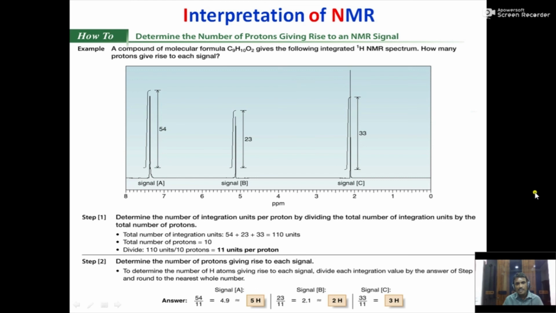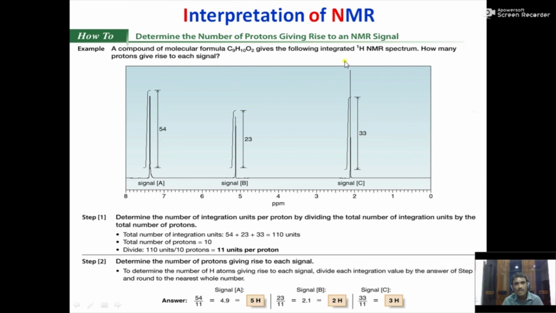Total number of integration units: in the case of the first signal, signal A, the number of integration units is 54. In the case of signal B, the number of integration units is 23. In the case of signal C, it is 33. So the total number of integration units is the addition of the three. It is 110 units.